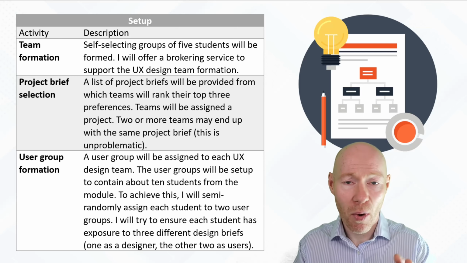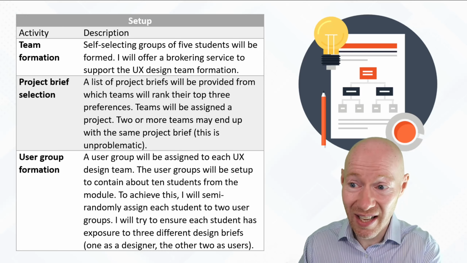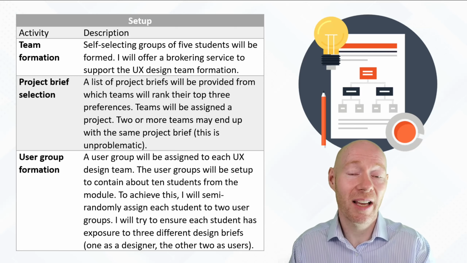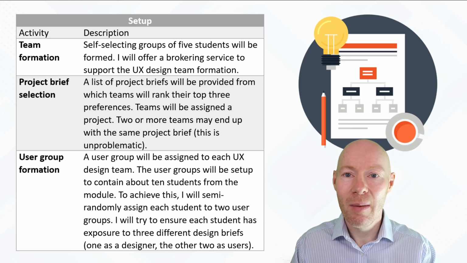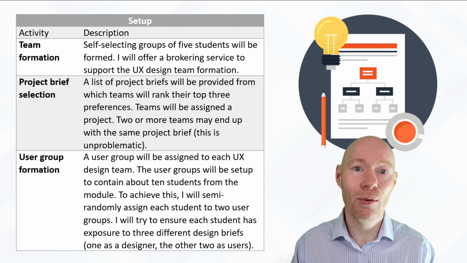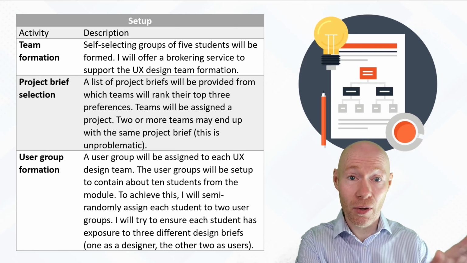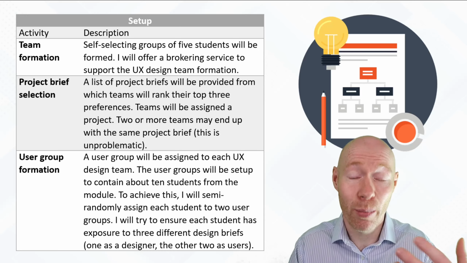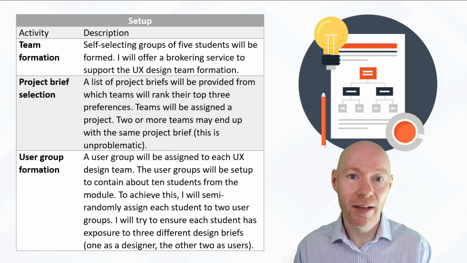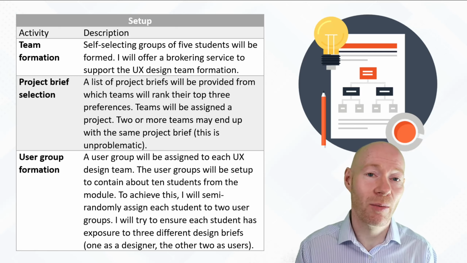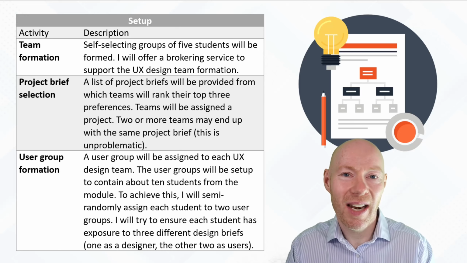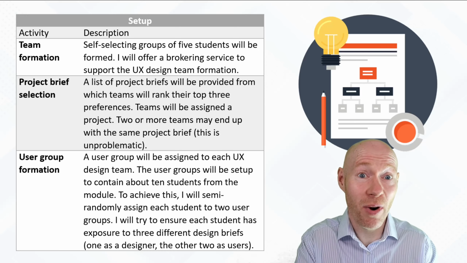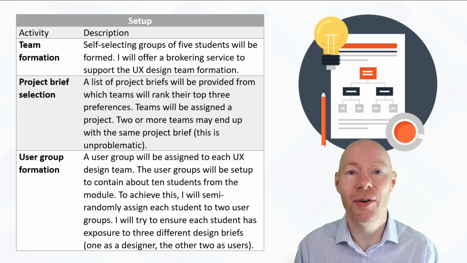That's fine. But there's one thing I want to ensure, and this ties into the final point. Whenever teams have been assigned a project, I'm then going to assign people to 2 user groups. But I want to make sure that the user group you're assigned to is for a team that's doing a project different than the one that your design team's working on. So in that sense, you'll have experience of 3 different projects: one as a designer for something, and then two as user groups for other types of projects. So spread them around. Because of that, I can't have a situation where every single team picks exactly the same one, because then I don't have the ability to bring about that diversity.